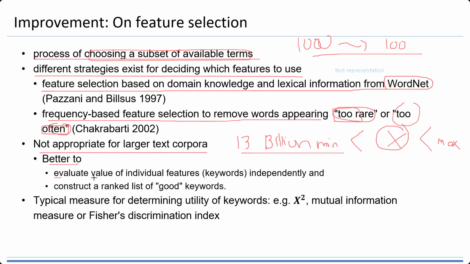So it is better to evaluate the value of individual features independently or construct a ranked list of good keywords. Sometimes we need to define predefined keywords. If we have predefined keywords, we can remove some less important keywords. Or we can use some way to determine the utility of the keywords, for example, chi-square. Or we can use the mutual information measure or the Fisher discrimination index.